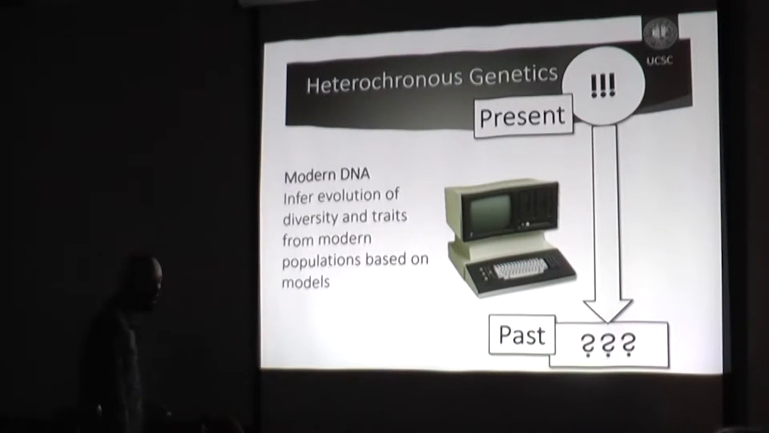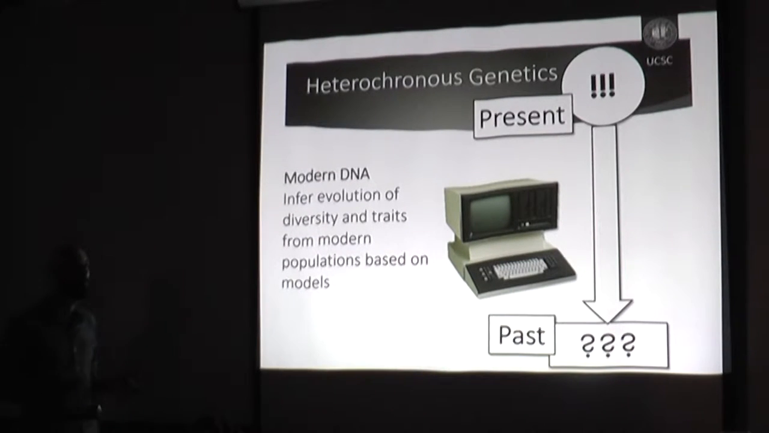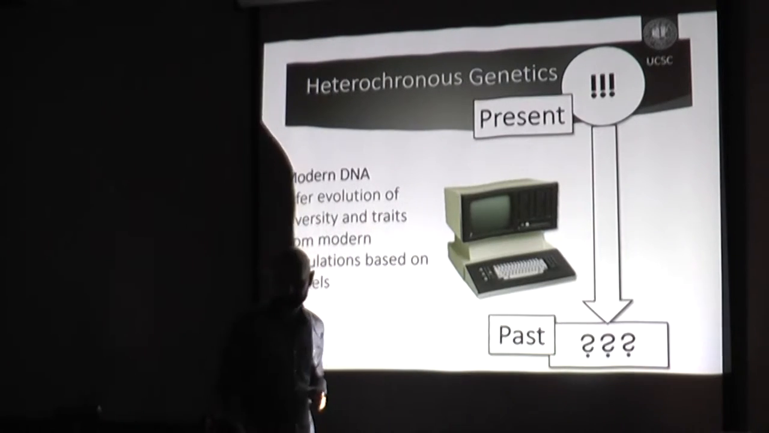So the strengths of our approach, as I see it, cannot live without modern genomics. Just doing ancient DNA alone will not give us the answer. But adding ancient DNA gives us the depth and the detail that we didn't have before to that extent. As I said before, modern DNA infers evolution and diversity from modern populations and tries to create models to understand what happened in the past. So we just have one point in time where we measure, and we take this data to try to reconstruct what might have happened there.